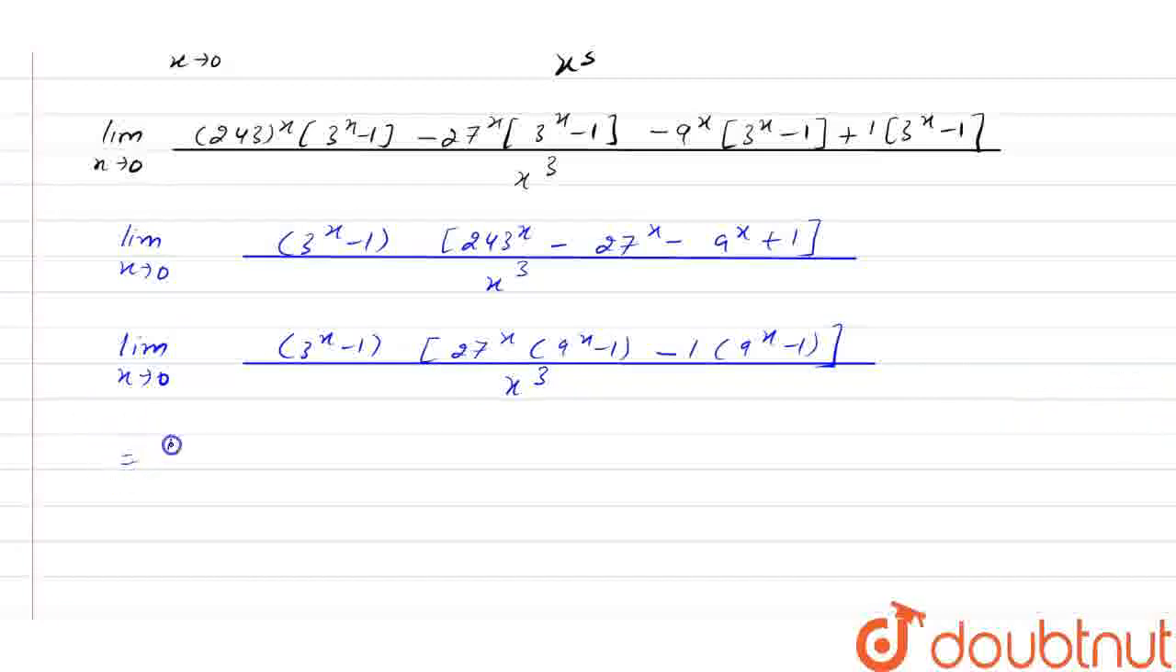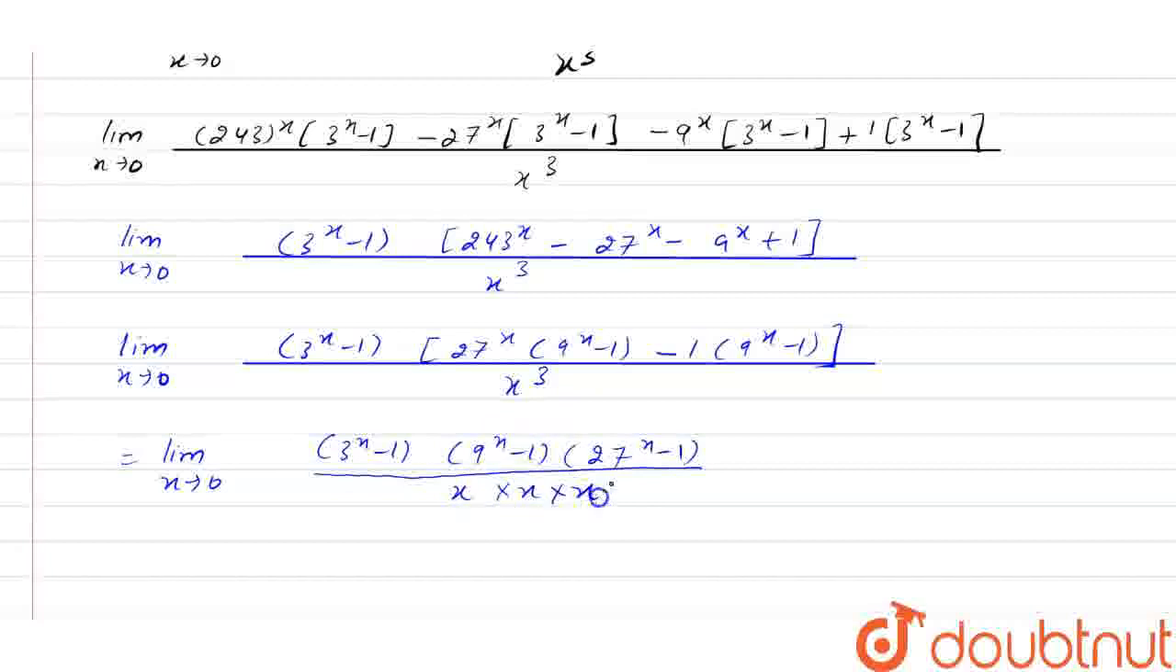So now we can write limit x tends to 0. We can write it as 3 raised to power x minus 1 into 9 raised to power x minus 1, by taking 27 raised to power x minus 1 common, then we can write it separately, and that will be divided by x cube. Now we can write x cube as x into x into x.